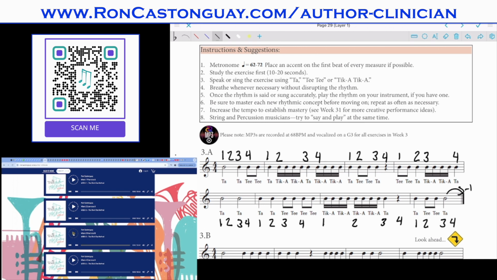So there you go. That was exercise 3A and the MP3. So hopefully this helps you better understand if you were accurate.